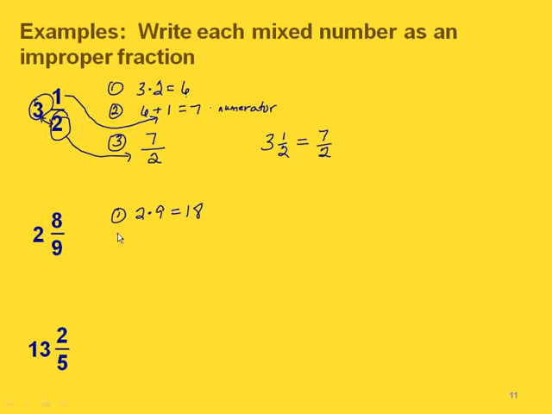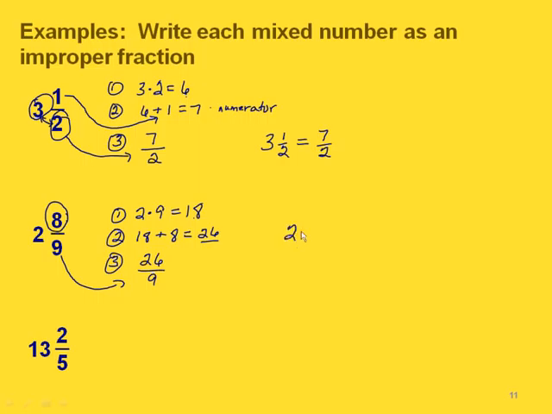That gives us 18. Second step is to add the number that we just came up with, the 18, to the numerator in our mixed number. So 18 plus 8 gives us 26. And the third step is to write our improper fraction. So this is our new numerator. Our denominator is the same as we had there. So our denominator is 9.